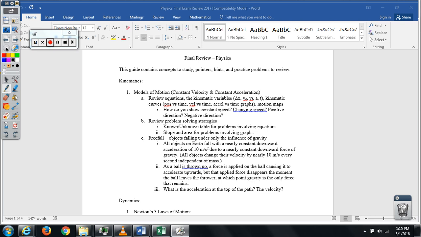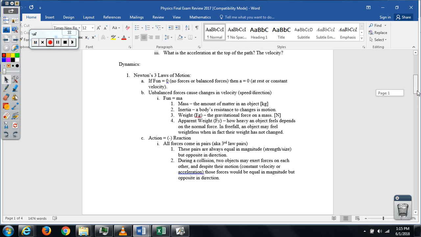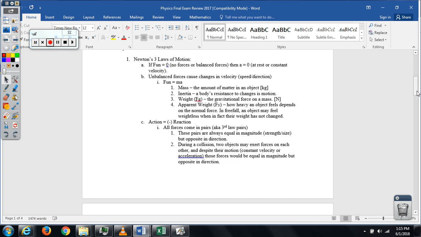Okay. So let's look next at the dynamics section. All right, so here these are statements of Newton's three laws.